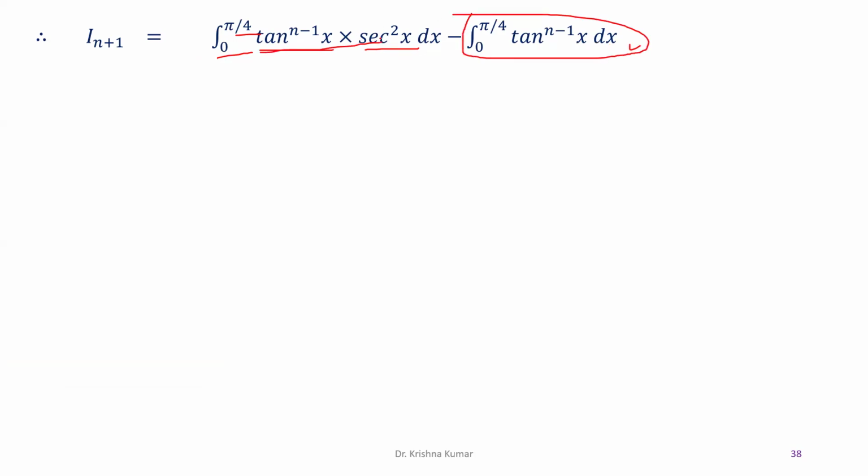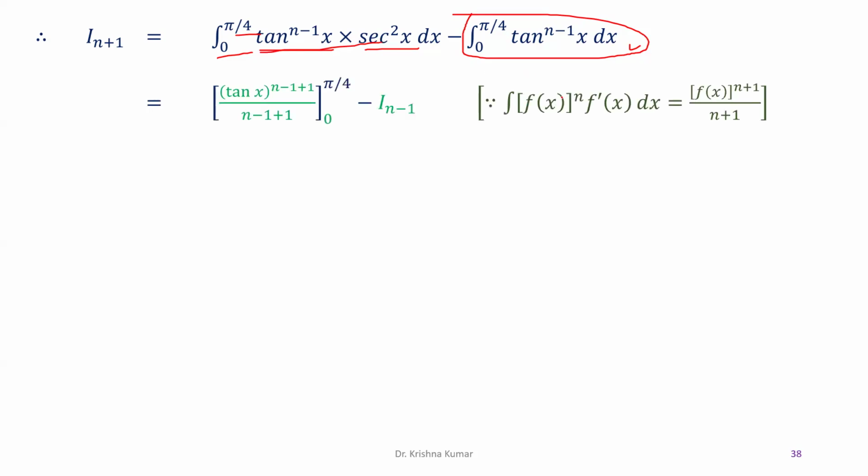Again, we can apply the same formula which we have already used in the last example: the integration of f(x) to the power n into f dash of x dx is equal to f(x) to the power n plus 1 upon n plus 1. So here, n minus 1 plus 1 upon n minus 1 plus 1, under the limit 0 to pi by 4, of tan x to the power n minus 1 plus 1, minus this, which is nothing but I_(n-1).